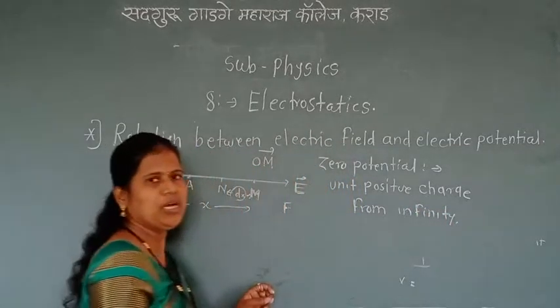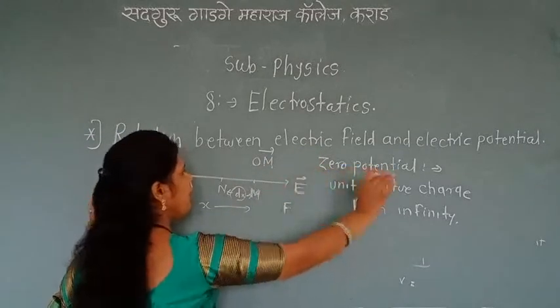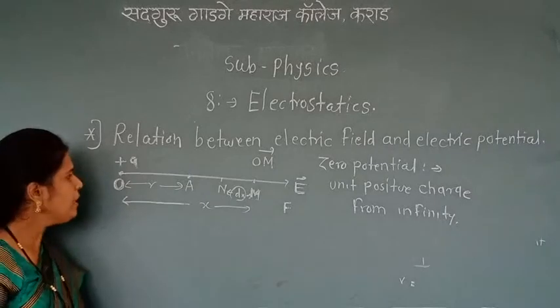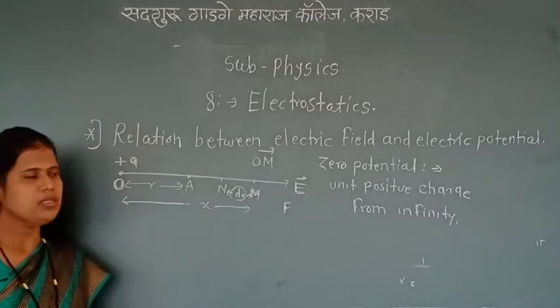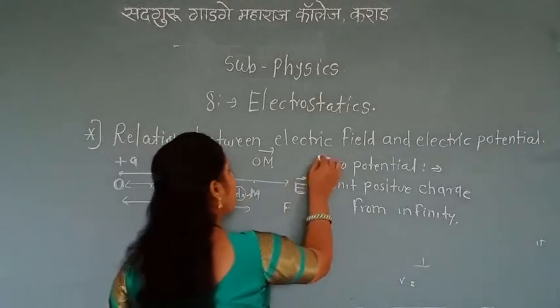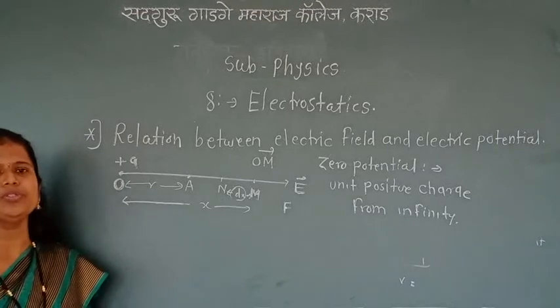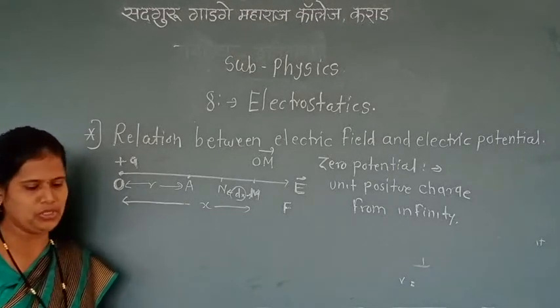This means the charge, its displacement produced, is at that infinite distance, bringing the unit positive charge to its present location. So this potential is known as zero potential. Bringing the unit positive charge from infinity is known as zero potential.